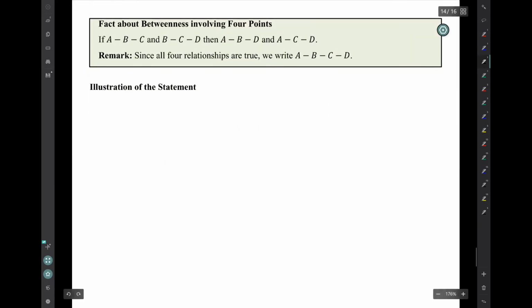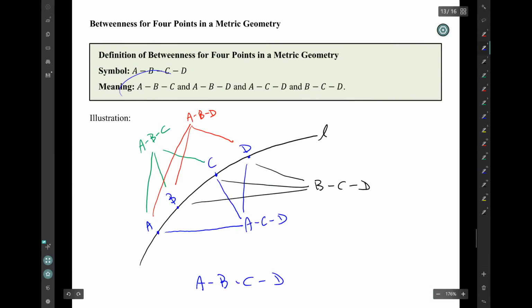Let's go on. Now there's a fact about betweenness involving 4 points. Here's the fact. If B is between A and C, and C is between B and D, then B is between A and D and C is between A and D. So in other words, of those 4 betweenness relationships on the previous page, if I know that these first 2 are true, then the last 2 are going to be automatically true, and so then we're allowed to say that big string.